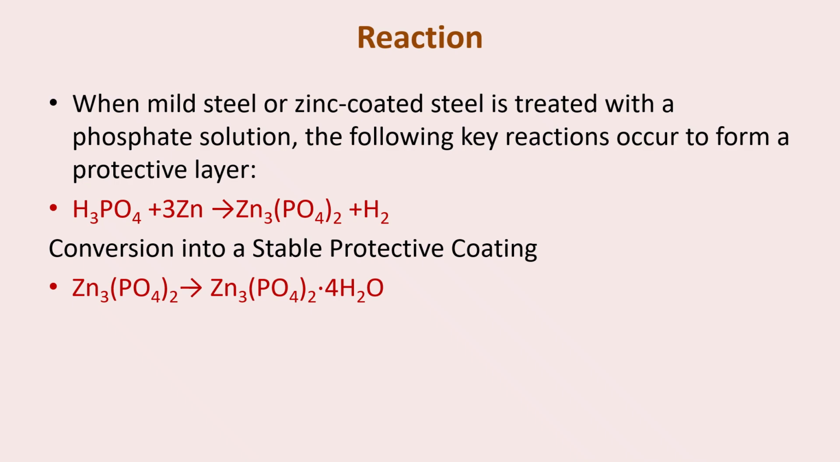So what is the chemical reaction behind this process? Mild steel or zinc coated steel, that is galvanized steel, is treated with this phosphate solution, phosphoric acid with zinc. Zinc starts dissolving into the solution, forming zinc phosphate, and hydrogen gas is liberated. This zinc phosphate in turn starts depositing as a coating over the surface, taking up water molecules. So we have steel underneath, over that we have the zinc coating, and over that we have the second layer, the phosphate coating.